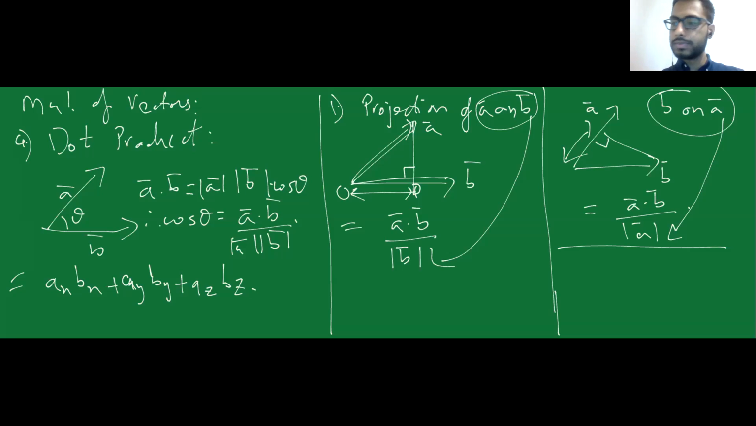There are a few other properties which are important, such that the multiplication is commutative in nature. So A bar dot B bar is also equal to B bar dot A bar. Also, an important property is if I multiply i cap dot i cap, j cap dot j cap, k cap dot k cap, the value of these terms is 1. And if I'm multiplying with other terms, the value is 0.